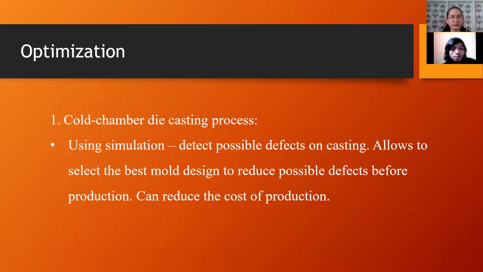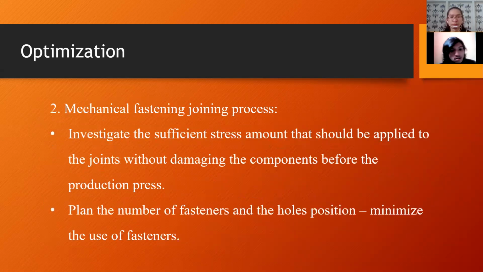So the next part is optimization. The way we can optimize the cold chamber die casting process is by using simulation. In this simulation, we can detect possible defects on the casting, allowing us to select the best mold design to reduce the possible defects before the production process begins. This can reduce the cost of production.